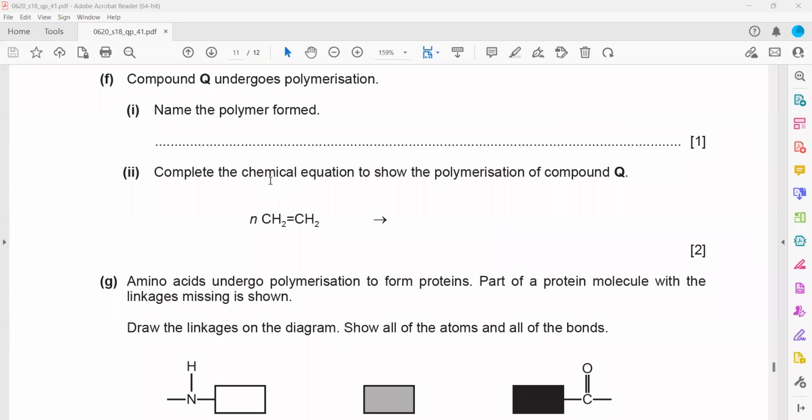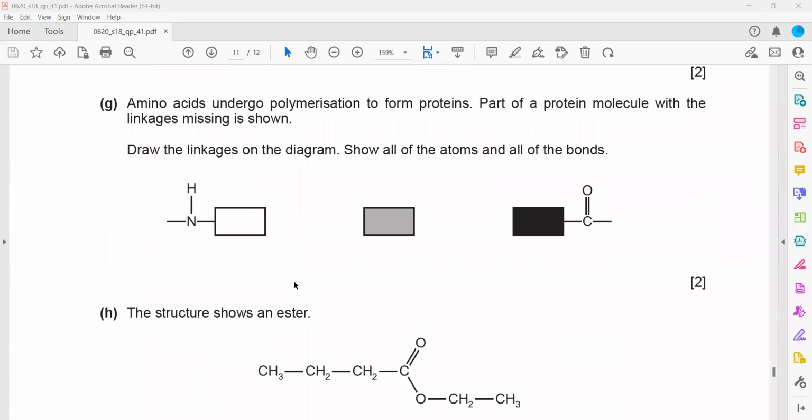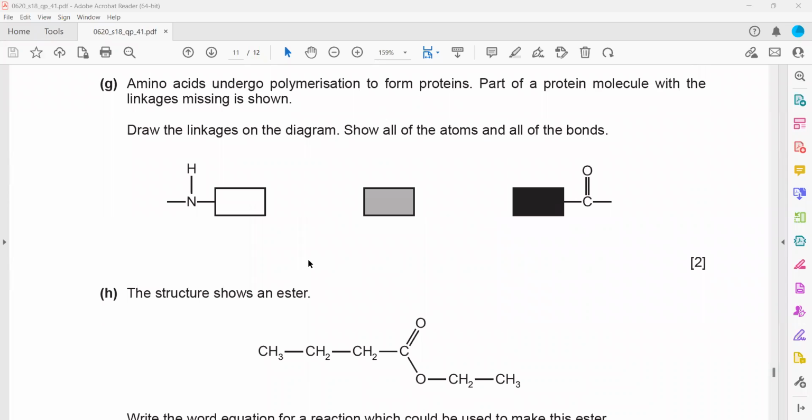The next part: the amino acids undergo polymerization to form a protein. Part of a protein molecule with a linkage missing is shown. Draw the linkage on the diagram and show all the atoms and all the bonds. If it is a protein, show the amide linkage. But this question might be for protein, and this question might be nylon as well.